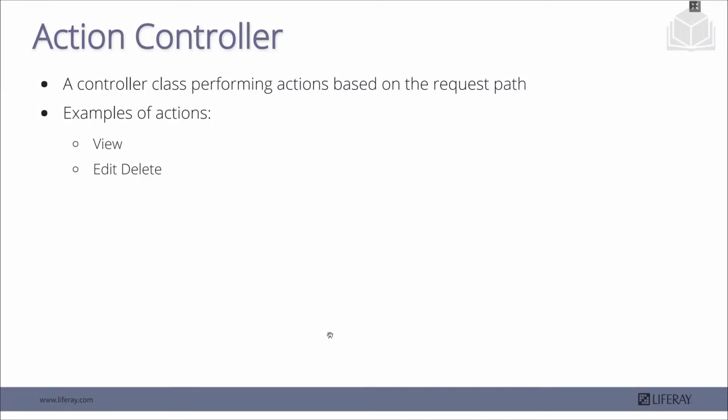Now the action controller is the one who's actually doing the hard work, the heavy lifting. So when an action path sends us to a specific action controller, that action controller, being a Java class, will then do something. Typically, the something will be your CRUD operations, when you update something or when you delete something. So action controller is the actual class, Java class, doing something.